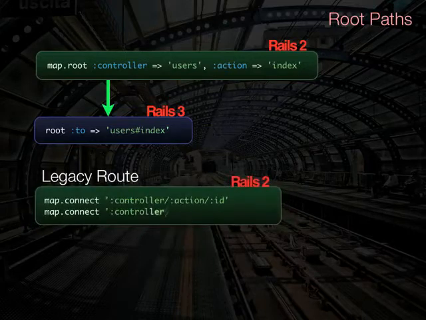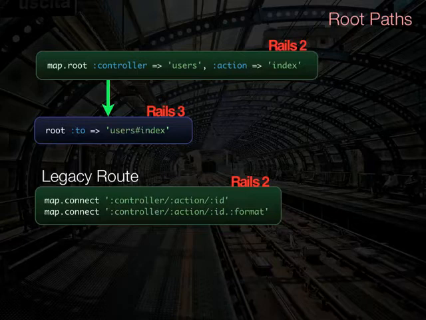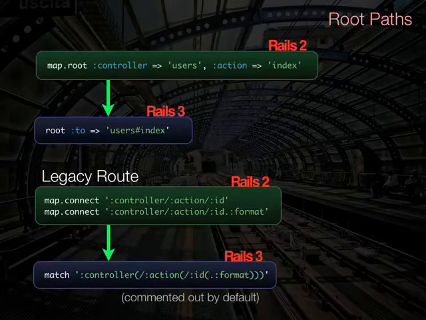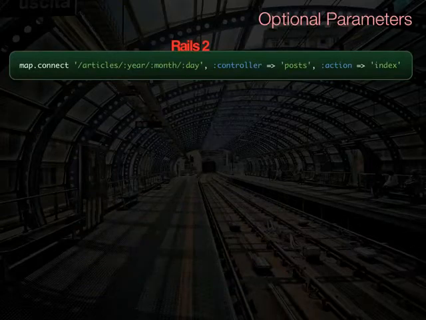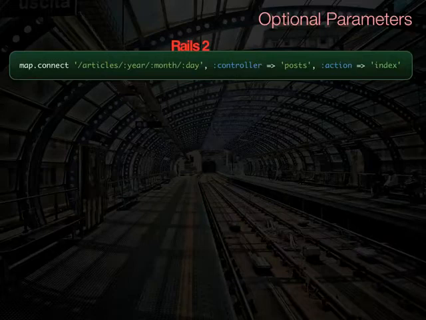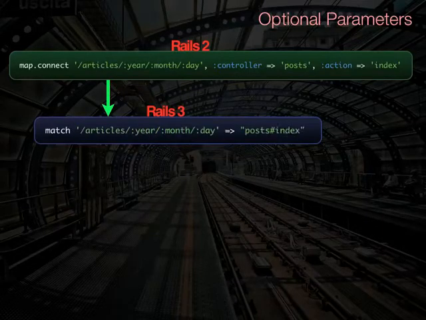To do legacy routes, in Rails 2, by default, you would get this at the bottom of all of your routes.rb files. In Rails 3, that's been commented out by default, and it's also using optional parameters here. So we can specify just the controller and the action, the controller action ID, or even the format at the very end. Let's talk a little bit more about parameters. If I had a blog and I wanted people to access articles by going to articles, year, month, day, here's what I would do in Rails 2. In Rails 3, the syntax for parameters is very similar, except here, of course, we're using the new syntax to specify the controller and the action.